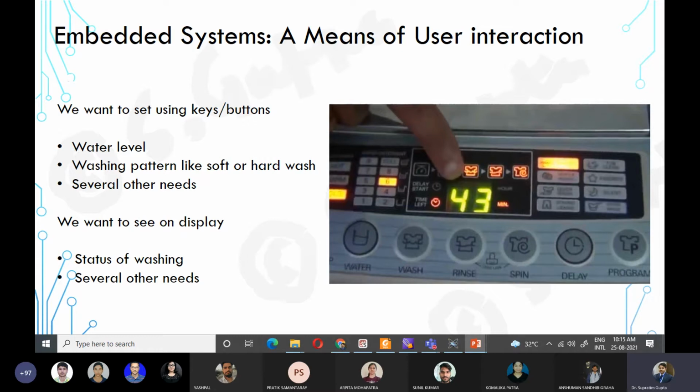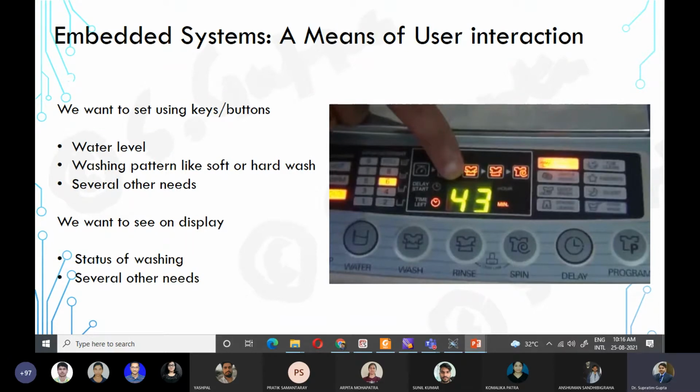Now everybody, or most of you, have seen the automated washing machine, where you can find there is user interaction. You can input how much water you want to put, what kind of washing you want, whether a rough or a soft washing, then the washing patterns, and you also want to see the status of the washing, that is, how much time is left until the complete washing, and several other needs.